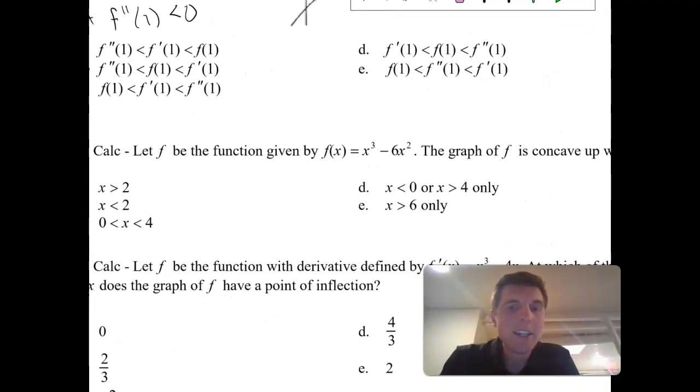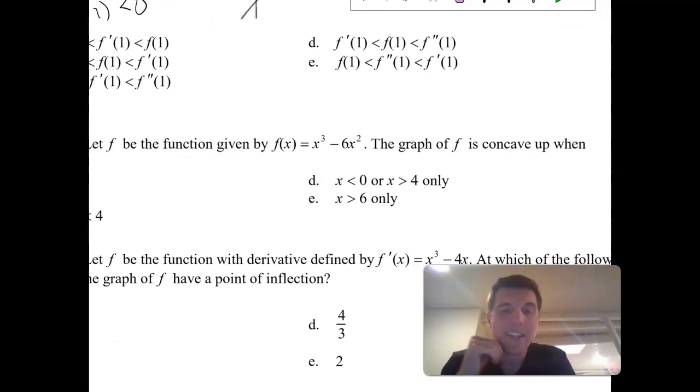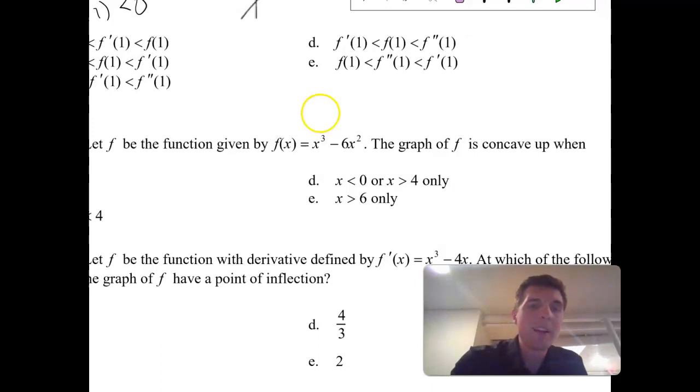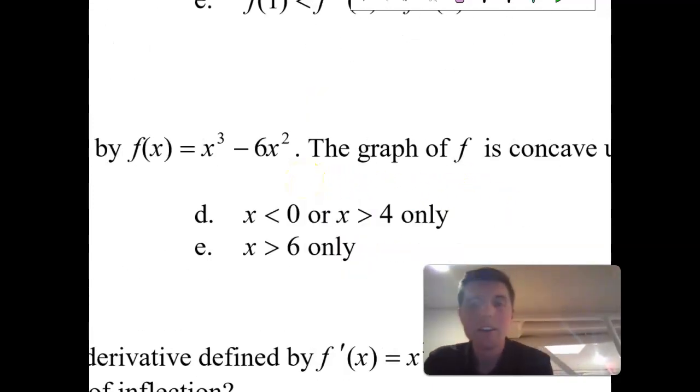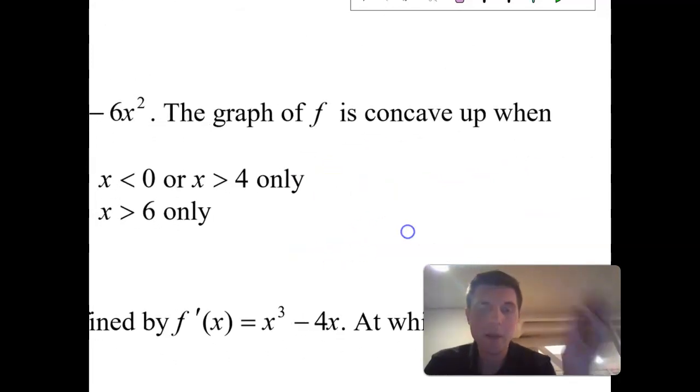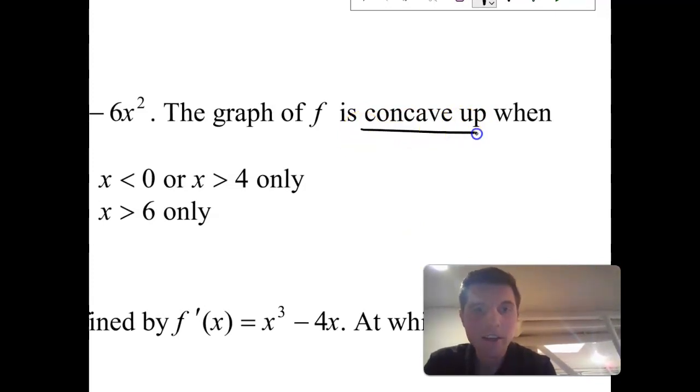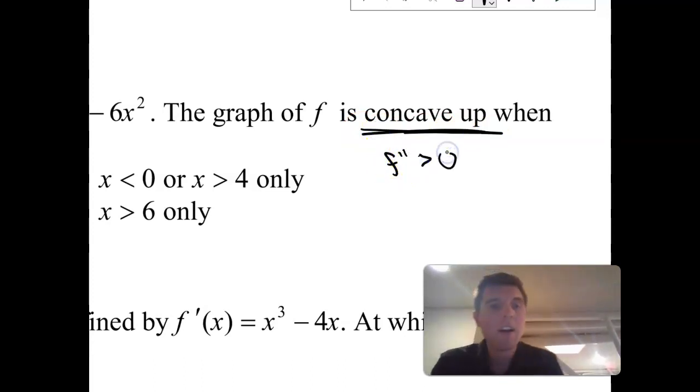Number 10. Here's a function. When is it concave up? I think I pulled this straight from Delta Math. Again, make yourself a note. I'm not going to scroll all the way up because I'm worried about OneNote crashing again, but concave up means f double prime is positive. So that's what we're looking for. When is f double prime greater than 0?